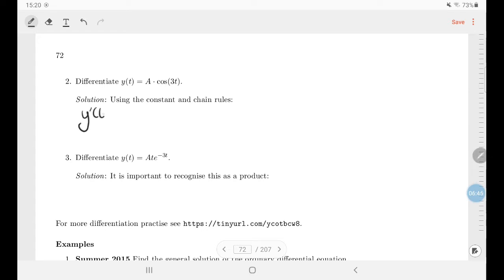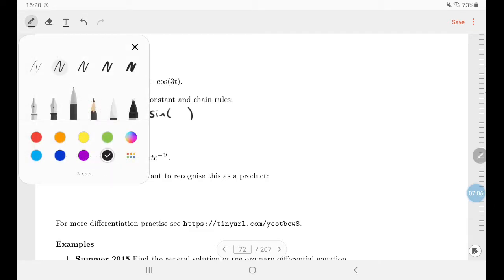So the derivative here, fix the constant a. Now what we're tempted to do is say, okay, we're differentiating cos of 3t. So the outside function is cos of x. So the derivative of cos of x is minus sine of x. Now it should be a times minus sine of x here.